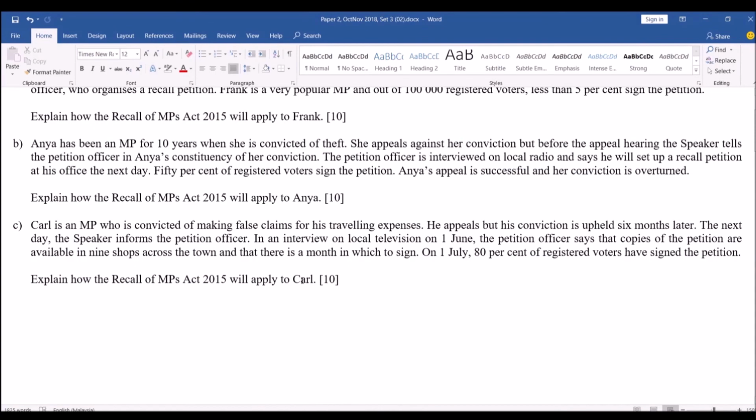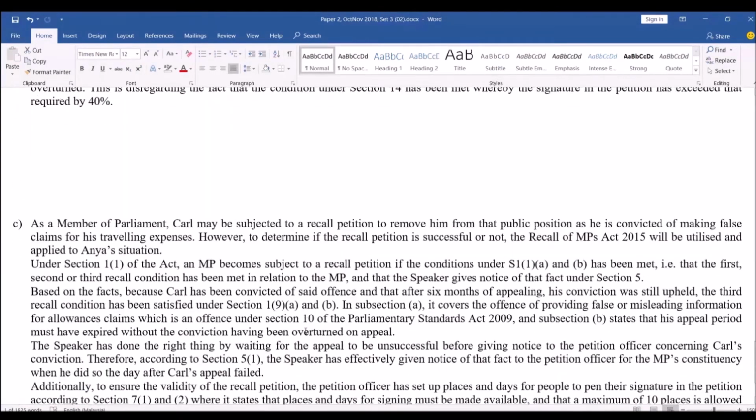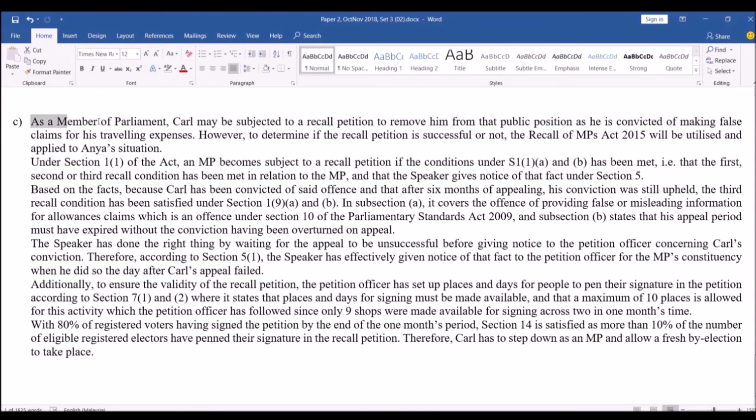Right, so this concerns Carl. As a member of parliament, Carl may be subjected to a recall petition to remove him from the public position as he is convicted of making false claims for his travelling expenses. However, to determine if the recall petition is successful or not, the Recall of MPs Act 2015 will be utilized and applied to Carl's situation.